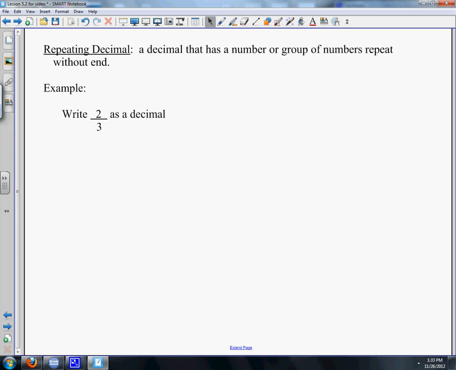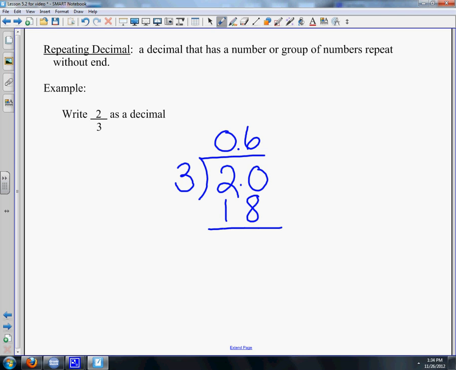Okay, a repeating decimal. A decimal that has a number or group of numbers repeat without an end. So 2/3 as a decimal. So if I want to write 2/3, I'm going to put 3 on the outside, 2 on the inside. 3 goes into 2, well it can't. 3 can go into 20 6 times, which is 18. I bring down my 2. And then I bring down another 0, and then this is just going to keep repeating and repeating and repeating. So it's 0.6 repeating. You don't have to write both of them. You can just write 1. So that is a repeating decimal.